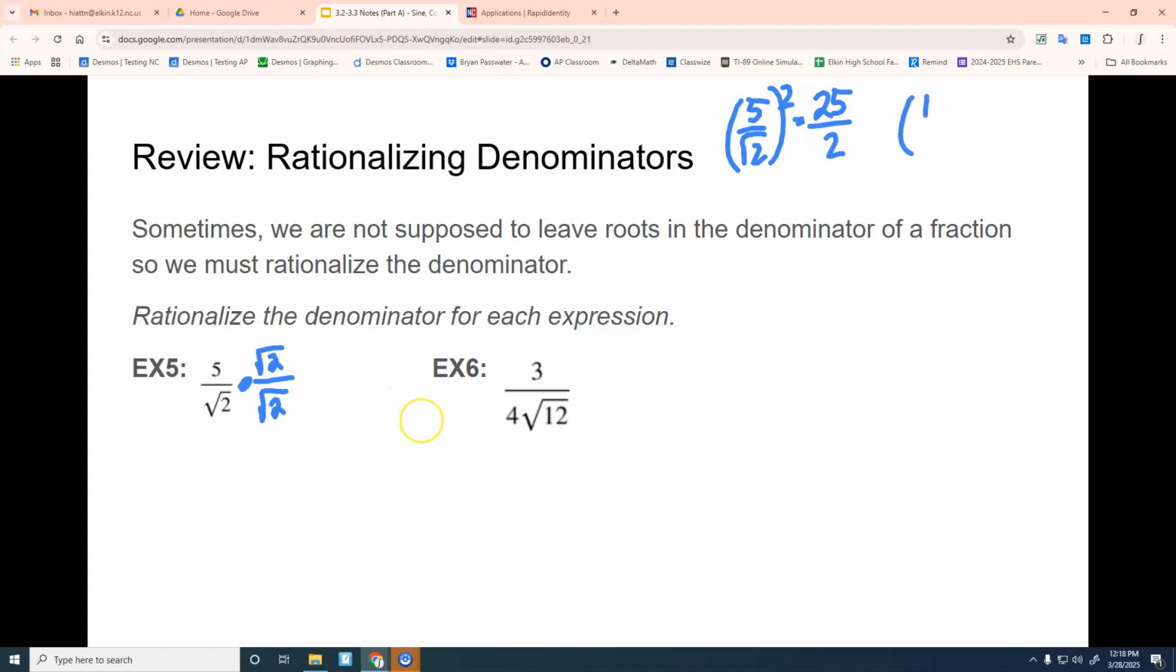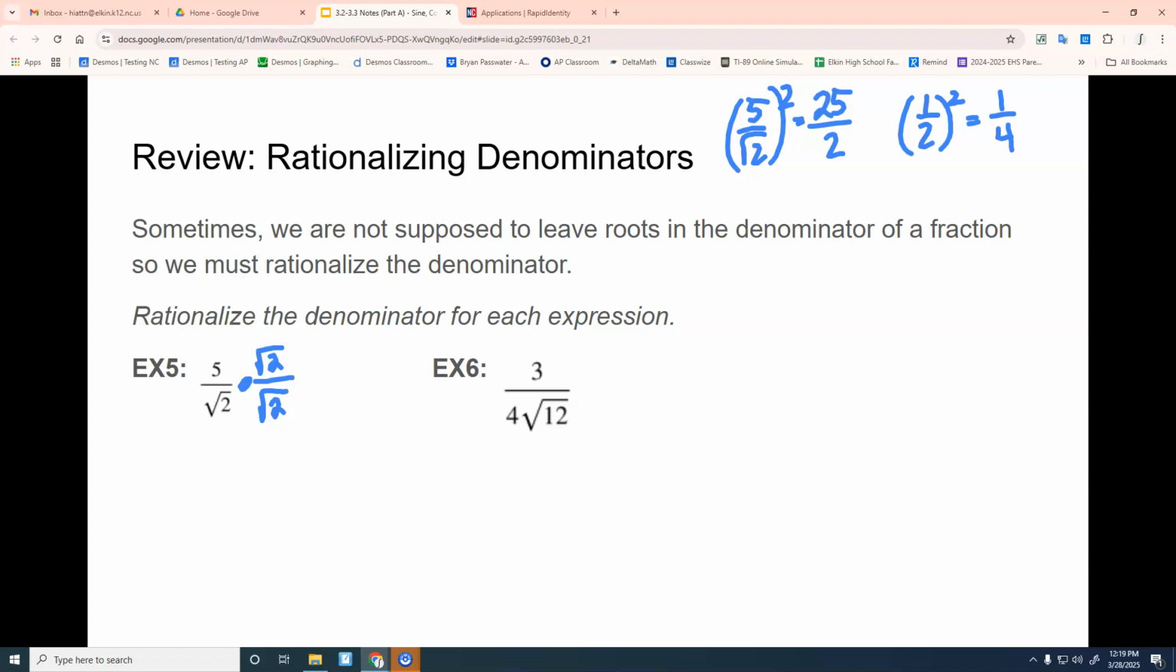Think about an easier one. If I have 1/2, and I square it, I get 1/4. That does not equal 1/2, right? We don't want to change the value of this. We just want to rewrite it in a different form. So, is it okay to multiply something by square root of 2 over square root of 2? Does that change our value? It's not going to, because what is square root of 2 over square root of 2? What does it equal?